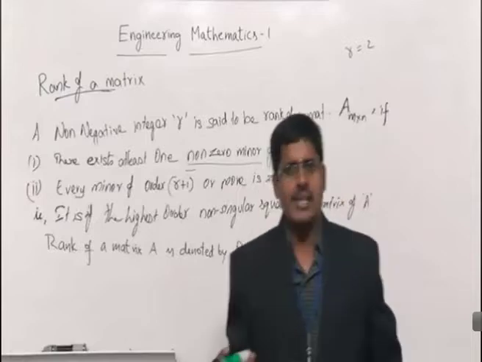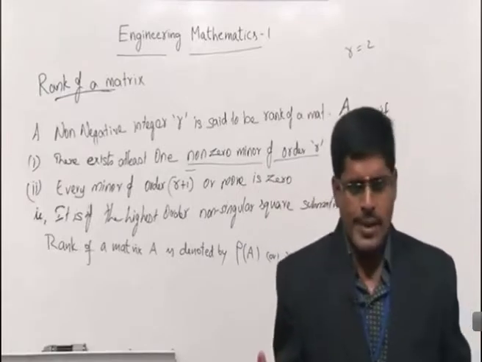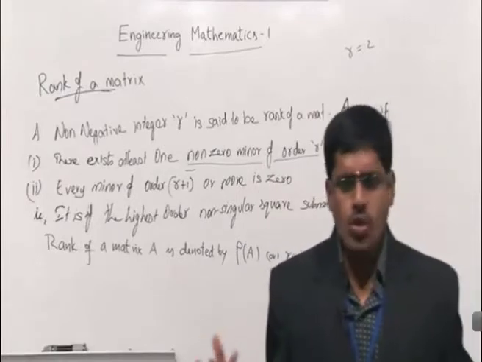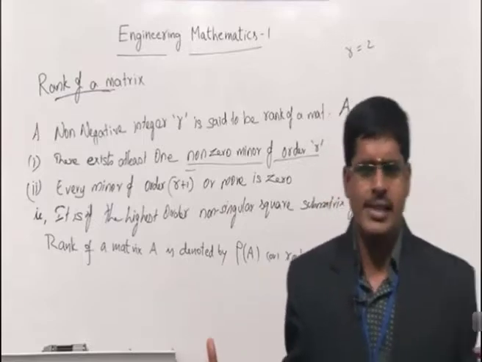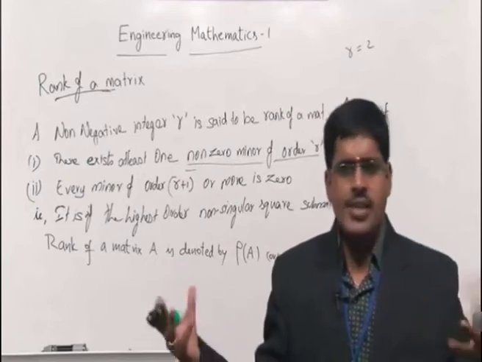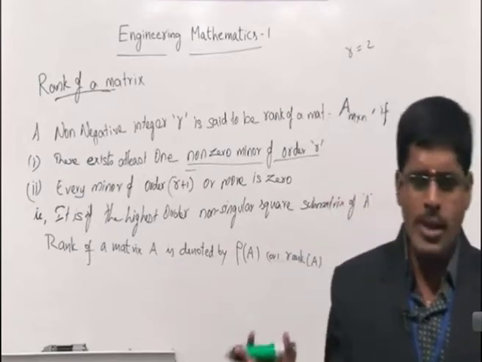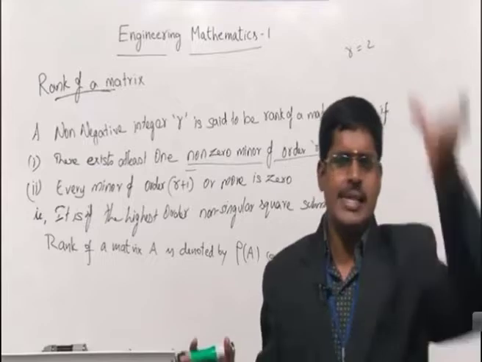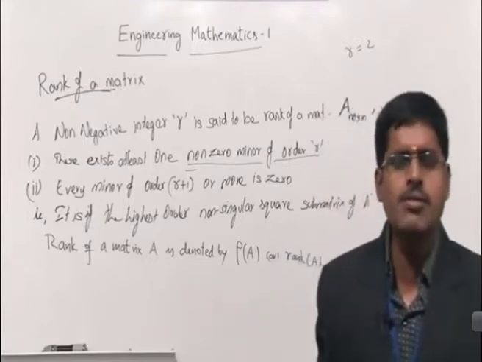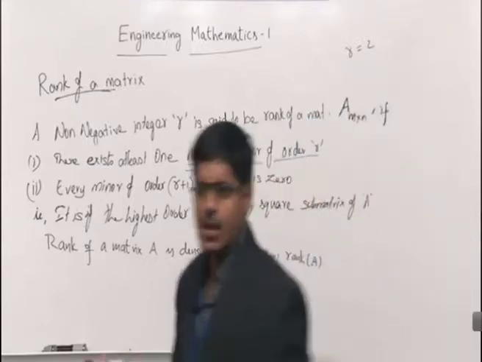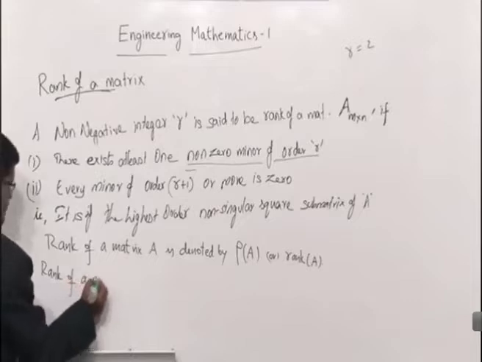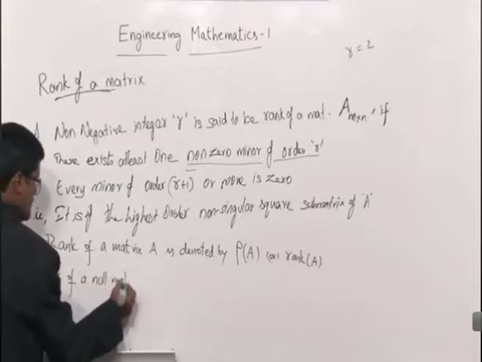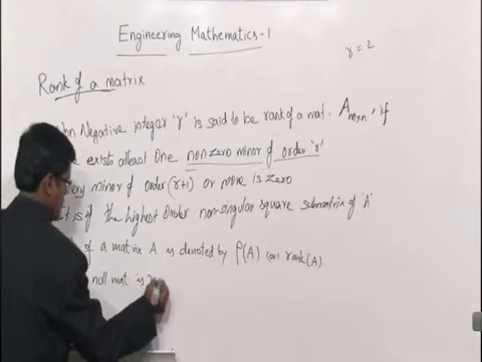If all the elements in a matrix are 0, that is called a zero matrix. Such matrices have rank equal to 0, because we cannot find a highest order non-singular square submatrix. If a matrix is a null matrix, there cannot exist a 1 by 1 or 2 by 2 or 3 by 3 square submatrix that is non-singular, meaning determinant not equal to 0. So that's why the rank of a null matrix is 0.